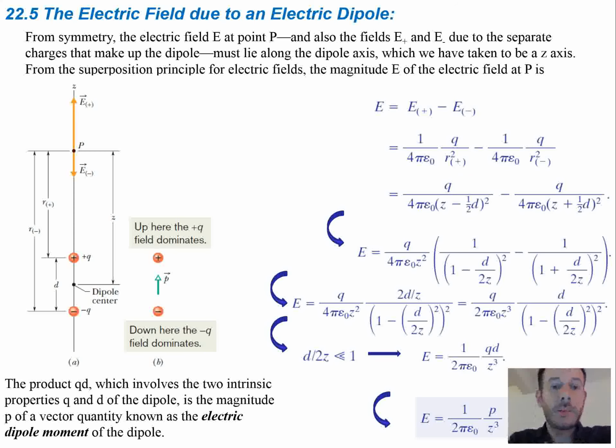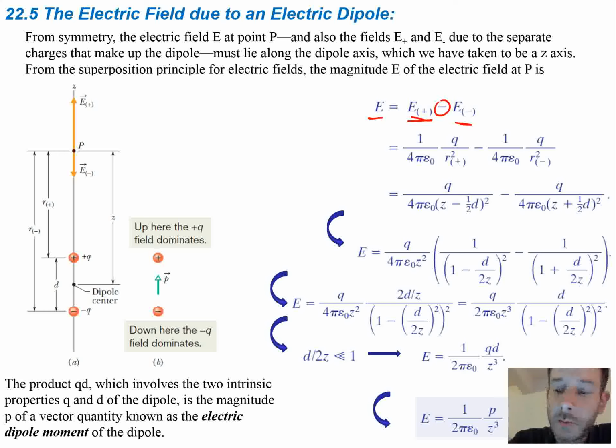Okay, so from symmetry, the electric field E at point P, and also the fields E plus and E minus, due to the separate charges that make up the dipole, must lie along the dipole axis, which we have taken to be the z-axis. From the superposition principle for electric fields, the electric field E at P is, all right, so we're just saying that the electric field is equal to our positive field minus our negative field. And we know that they oppose each other, so that's why we have the negative sign in the middle there.